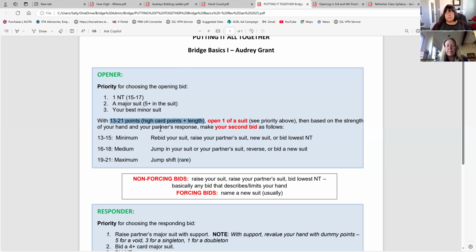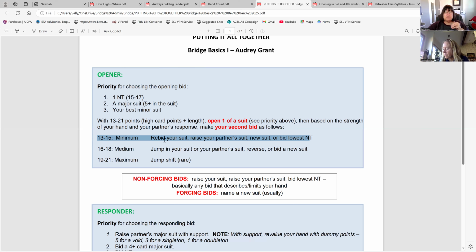Your partner will respond. And if you need to bid again, because your partner made a forcing bid, then you have to come back and make your second bid. That's called your rebid. When you come back, you will describe in this wide range of 13 to 21 points that you could have had, you'll want to describe it. So if you have the minimum hand, 13 to 15, on your second bid, you'll rebid your suit, raise your partner's suit, bid a new suit, or bid the lowest no trump that you can bid.